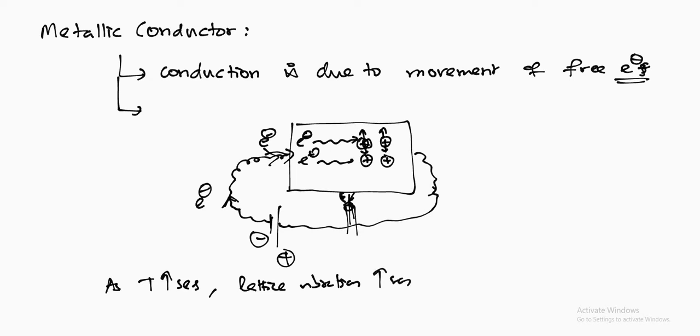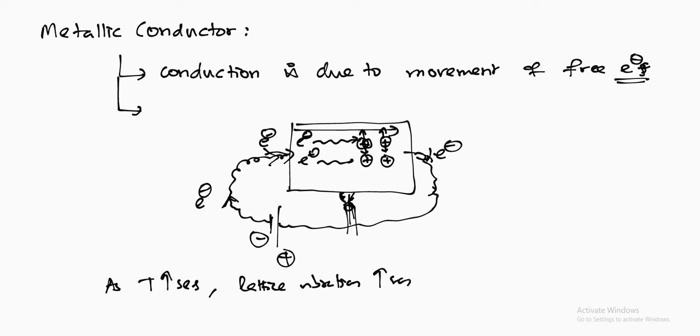This lattice vibration will obstruct the free movement of electrons. Actually, electrons should move freely from this end to that end. When the electron enters here, current will flow in the circuit. So from the negative terminal to the positive terminal, the electron has to move through the metal.